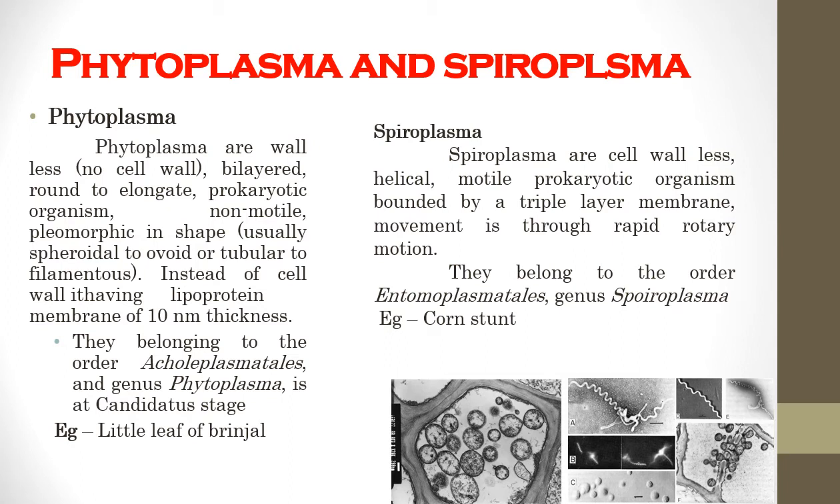Next one is the Spiroplasma. The Spiroplasma is also a cell wall-less, helical, motile prokaryotic organism which contains a triple layer membrane. So Phytoplasma contains a double layer, that is a bilayered membrane, whereas Spiroplasma contains a triple layered membrane. Spiroplasma belongs to the order Entomoplasmatales and belongs to the genus Spiroplasma. On the right side we can see the diagrammatic representation. On the left is Phytoplasma. On the right side is the helical or thread-like structure, that is Spiroplasma.